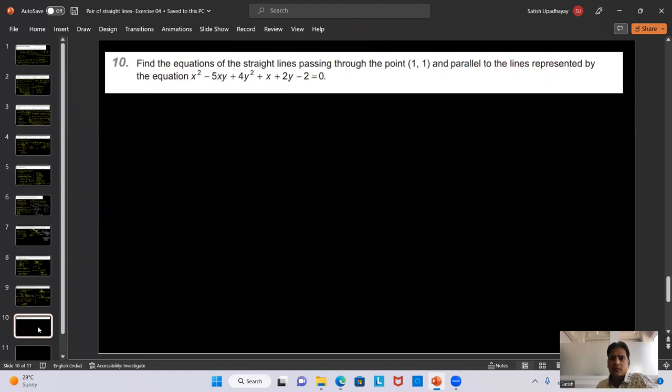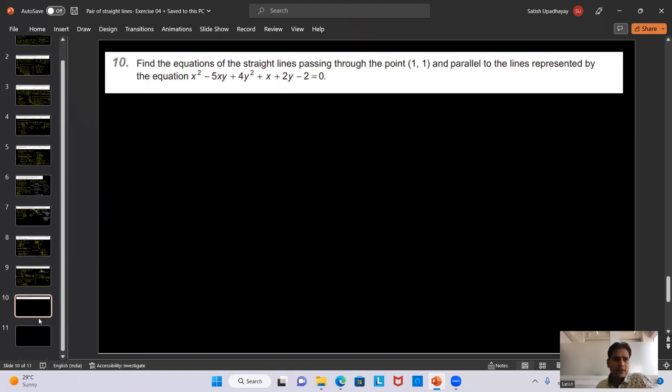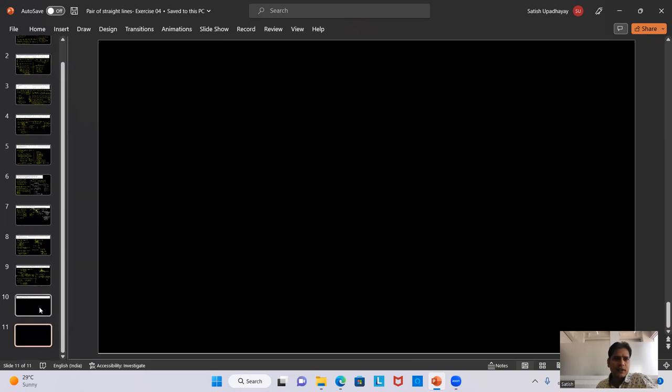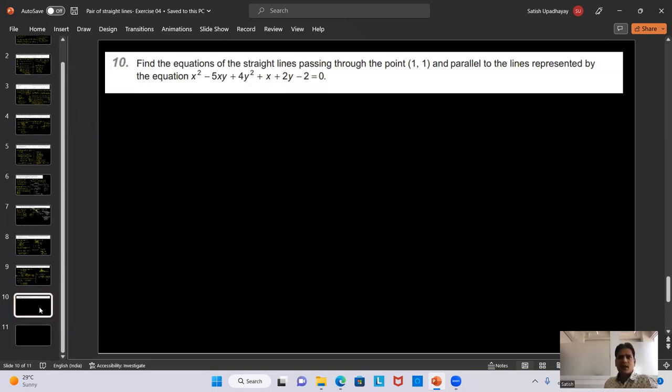This is our question number 10. After this, I don't think we are having any question, okay? So basically, this is the last question of this exercise. So the question is asking to find the equations of the straight lines passing through the point (1, 1) and parallel to the lines represented by the equation, this, okay?